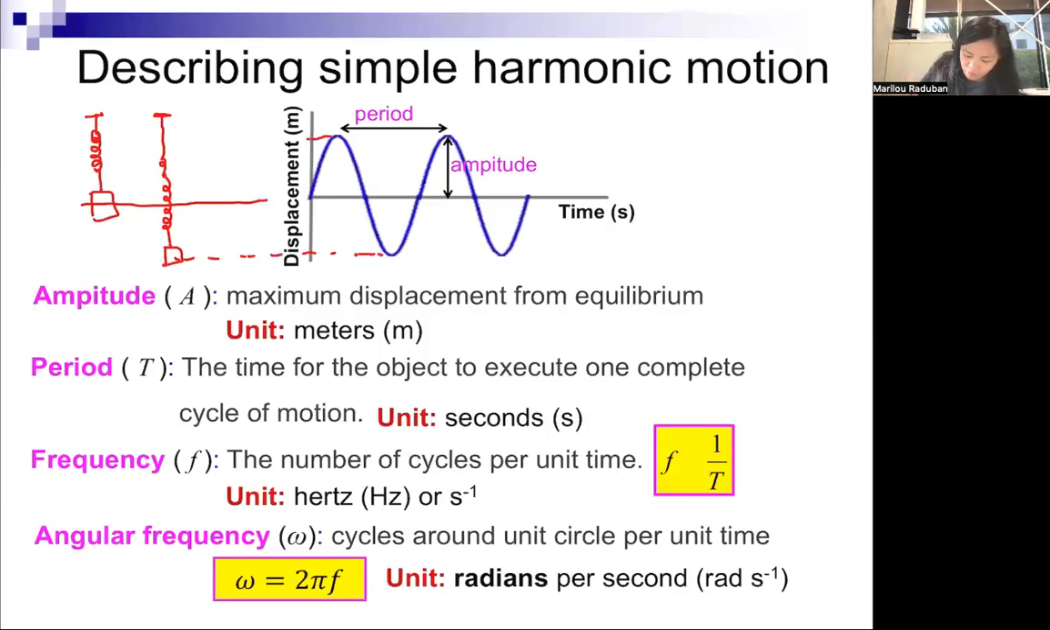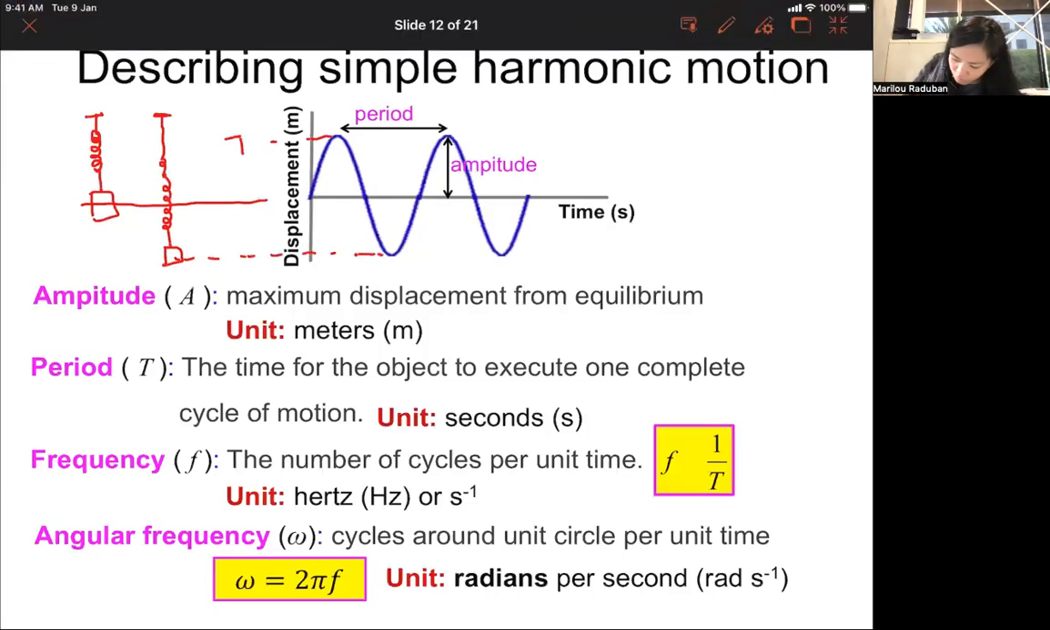And up here, that point in the graph there, that's when your object is sort of compressed. So the up and down oscillation, or to and fro oscillation, of the object about the equilibrium position is described by the sinusoidal graph.